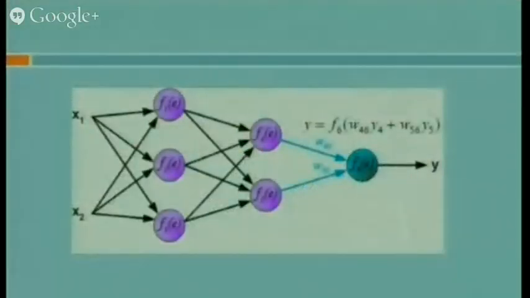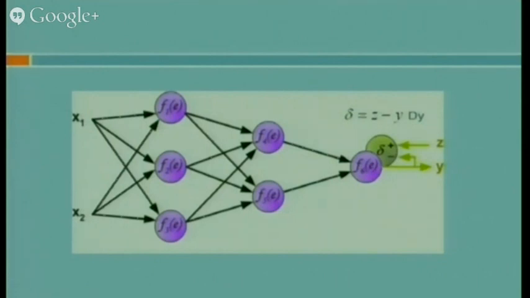So now we are calculating the final Y. Now these Y4 and Y5 are the input to the sixth neuron, that is the output neuron. So Y is equal to F6 applied on W46 into Y4 plus W56 into Y5. So we now have calculated all the outputs from all the neurons. So we have now moved in the forward direction. Now we will start moving towards the backward direction after calculating the delta, right?